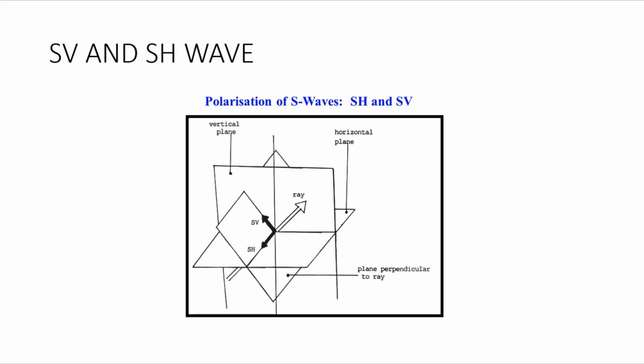We can call the ray the wave direction or direction of propagation. So the particle movement of SV wave is perpendicular to the ray and located in the vertical plane containing the ray. SH wave, or shear horizontal wave, is also perpendicular to the ray, but located on the horizontal plane, or in line with the surface of the Earth.